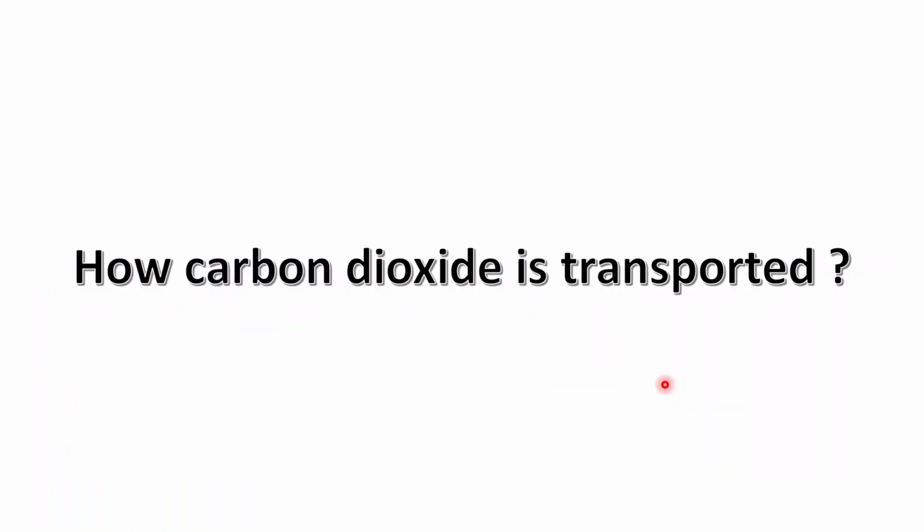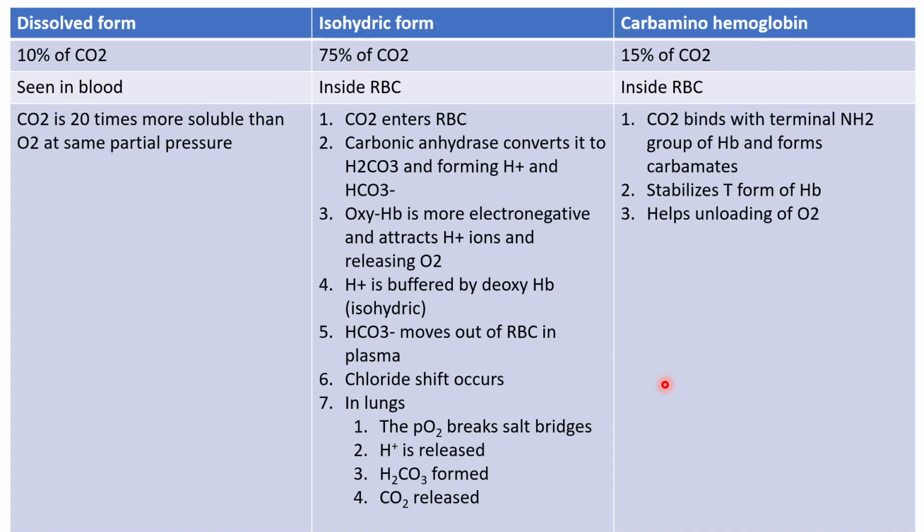How is carbon dioxide transported in blood? Basically it is transported in three forms. First is the dissolved form, the second is the isohydric form, and the third one is the carbaminohemoglobin form. Approximately 10% of carbon dioxide is transported in the dissolved form. The majority of carbon dioxide is transported in isohydric form, and 15% is transported in carbaminohemoglobin form. That we will see.